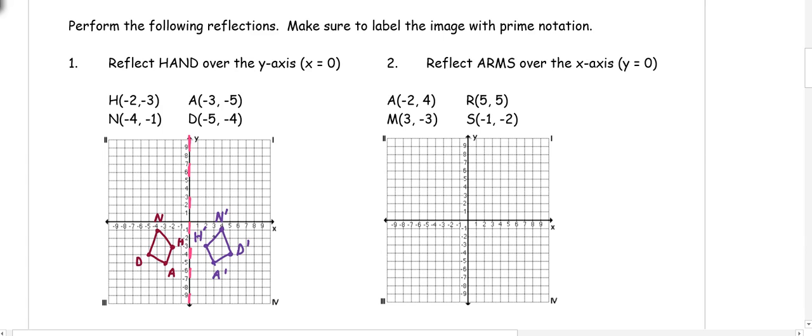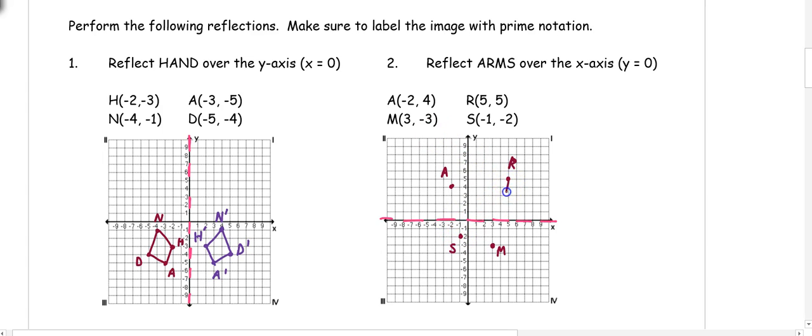Number 2: reflect ARMS over the x-axis. The x-axis is our horizontal axis, so I'm going to mark my line of reflection with my dotted line. Then I plot my given points. A is -2, 4. R is 5, 5. M is 3, -3. And S is -1, -2.